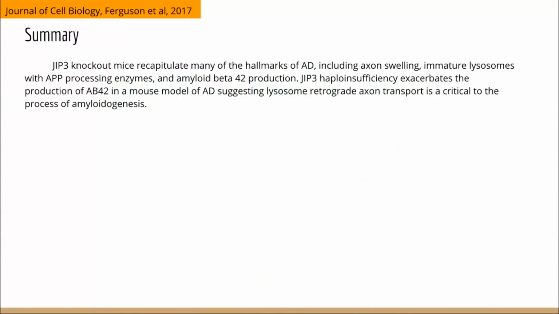So our summary for this paper is that JIP3 knockout mice recapitulate many of the hallmarks of Alzheimer's disease, including axon swelling, immature lysosomes with APP processing enzymes, and amyloid beta 42 production. JIP3 haploinsufficiency exacerbates the production of amyloid beta in a mouse model of Alzheimer's disease, suggesting that lysosome retrograde axon transport is a critical process to amyloidogenesis, or the production of amyloid beta 42.